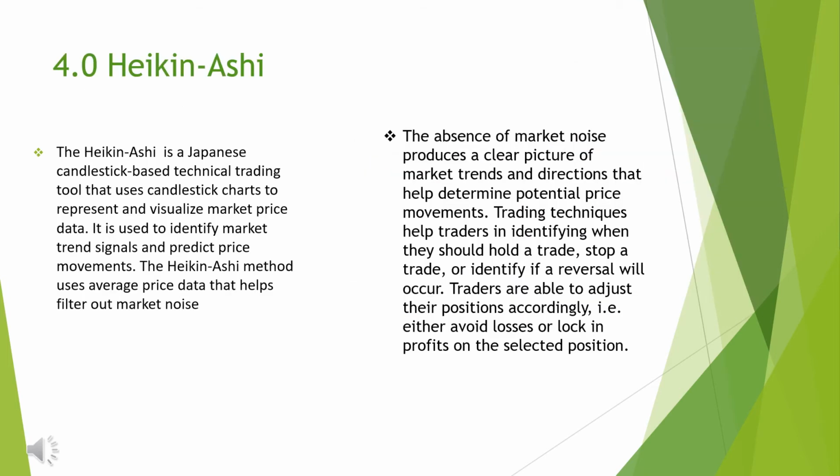Heikin Ashi. The Heikin Ashi is a Japanese candlestick-based technical trading tool that uses candlestick charts to represent and visualize market price data. It is used to identify market trend signals and predict price movements. The Heikin Ashi method uses average price data that helps filter out market noise. The absence of market noise produces a clear picture of market trends and directions that help determine potential price movements.